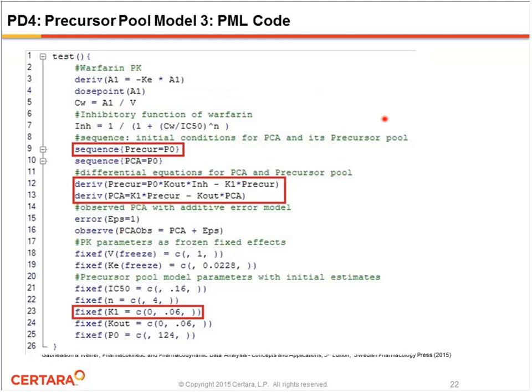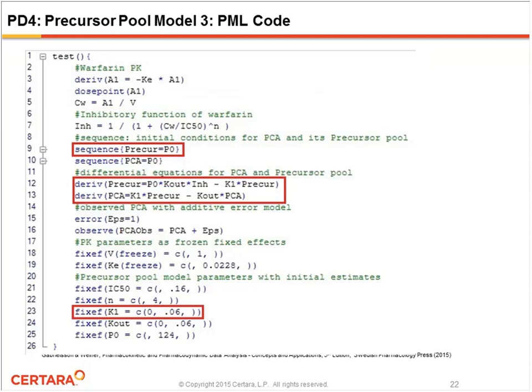Okay. So for model number 3, this is a text representation of the two models. So for model number 3, I'm just highlighting the differences here. So the warfarin PK is the same as we've been using, same inhibitory function of warfarin. We're just simply moving it one step upstream, this inhibitory function. So in our sequence statements, we're setting the precursor pool equals P0 and also the PCA equals P0.